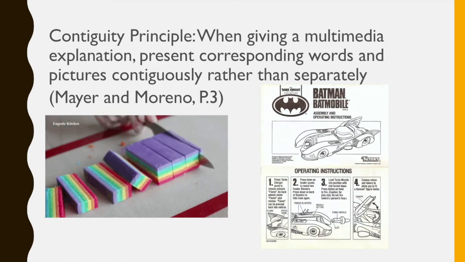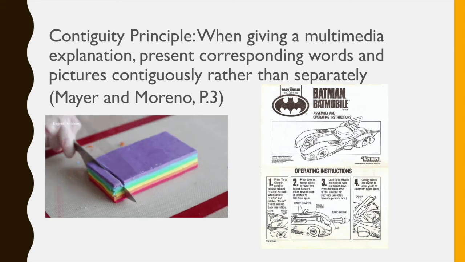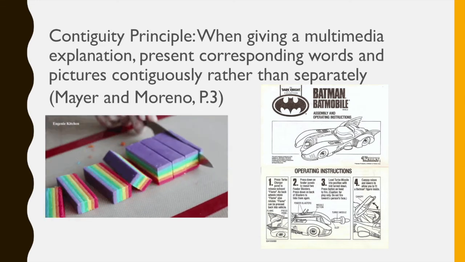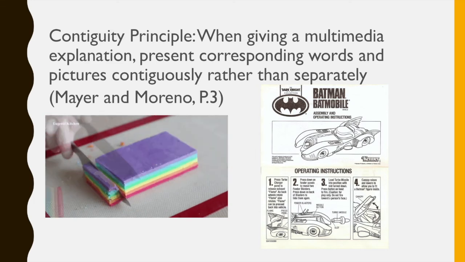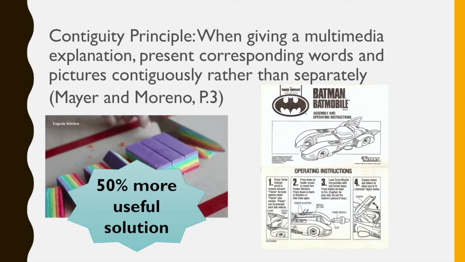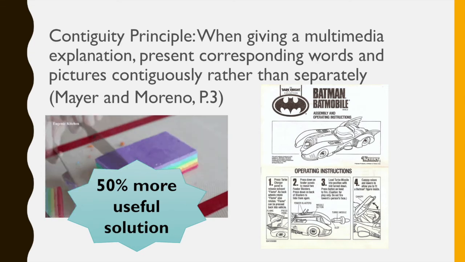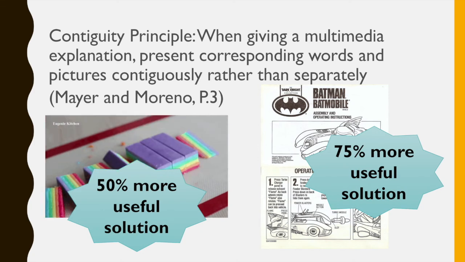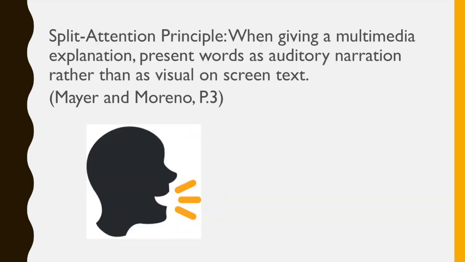He tried to present the multimedia at different timings. The result shows that students understand explanations better when corresponding words and pictures are presented at the same time but not at separate times. 50% more useful solutions were generated when listening to the narration and watching the animation at the same time. 75% more useful solutions were generated when they read the text including illustrations placed near the text. This has become his second principle. When giving a multimedia explanation, present corresponding words and pictures contiguously rather than separately.